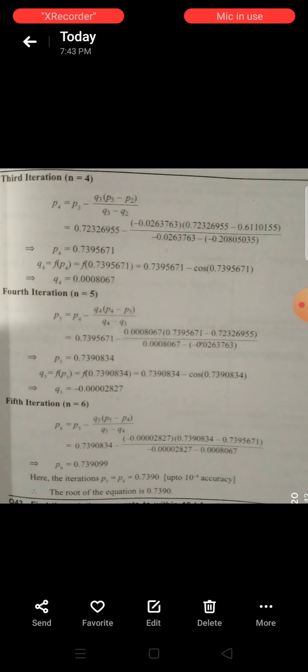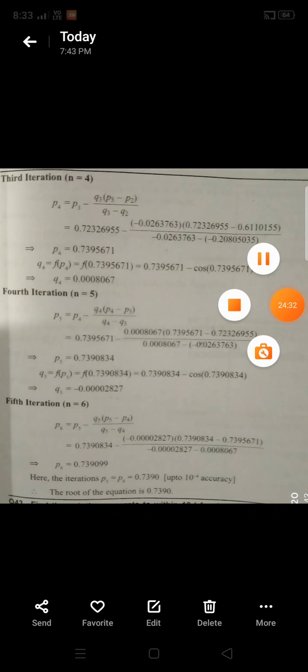0.739099. Here the iterations P5 is equal to P6 is equal to 0.7390 up to 10 power minus 4 accuracy. Here the root is repeated, therefore the root of the equation is 0.7390. Therefore the root of the equation is 0.7390. Repeat once again.